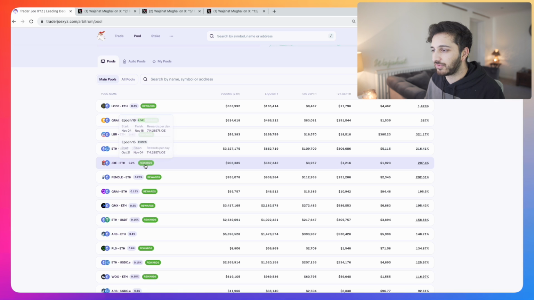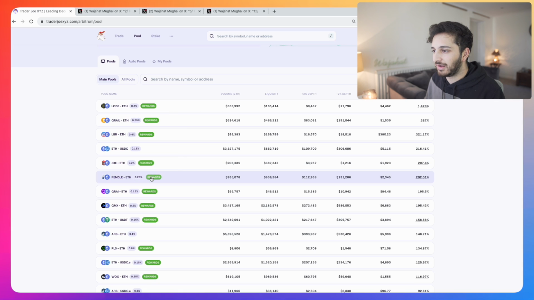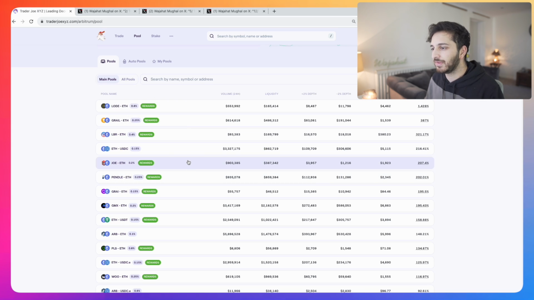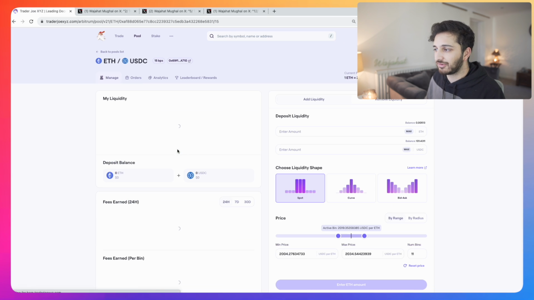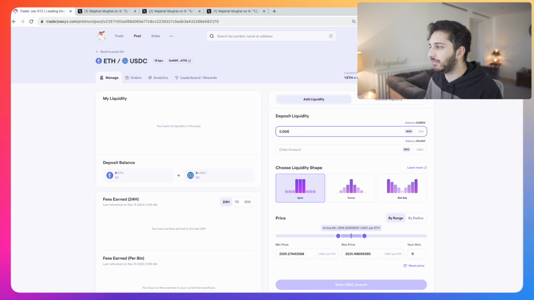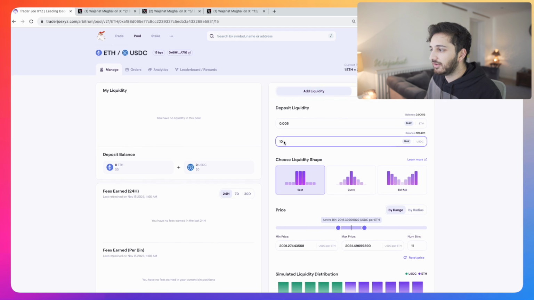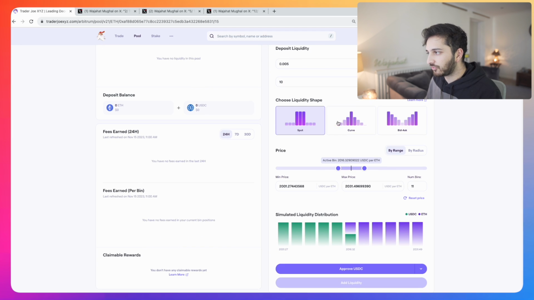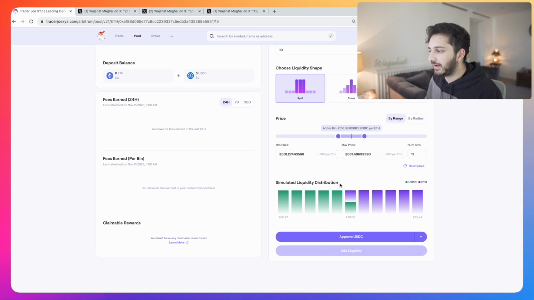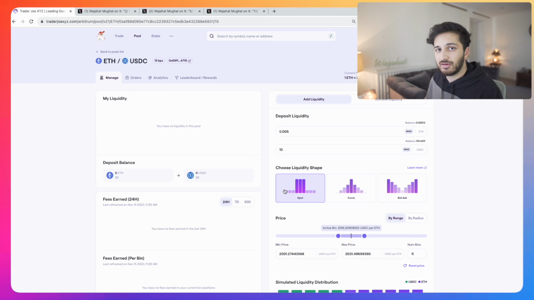And if you just hover over the rewards, you'll be able to see what the token rewards are. So in some cases it's ARB, in some cases it's Joe tokens as well. So just go and have a look. And once you've decided, you pick whichever one you want, and then basically do what I did. You enter in how much of both asset A and asset B you want to provide. You choose your shape, whether it's the spot shape, the curve shape, or the bid-ask shape, and then you choose the number of bins, so how concentrated you want it to be. Approve, add liquidity, and that's all you need to do.